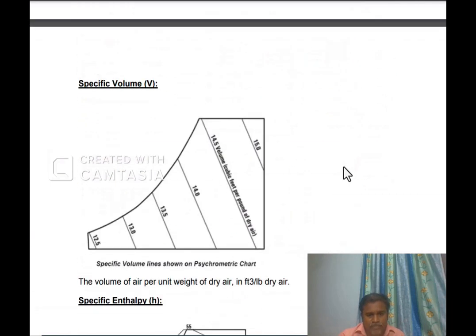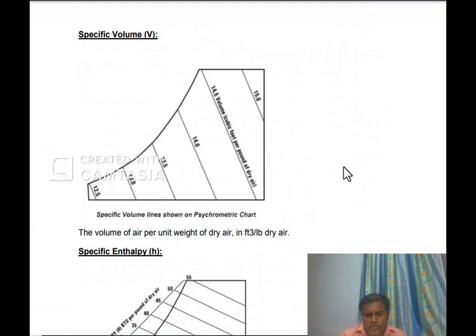We will go to another one, the specific volume. Specific volume is the volume of air per unit weight of dry air, that is cubic feet per pound of dry air. That's the specific volume. You can see these lines here, slanting cross lines, 12.5, 13, like that. Try to understand this one.